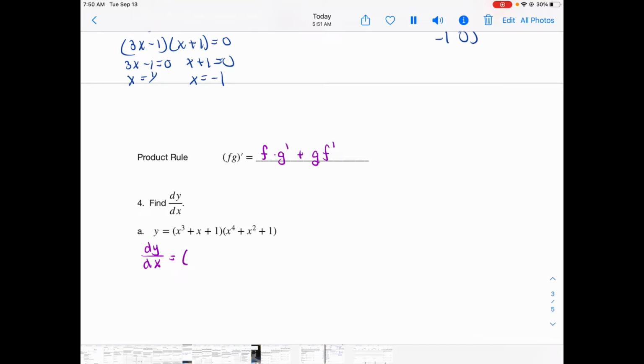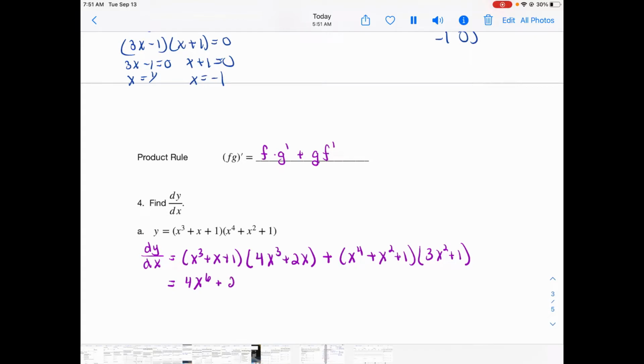x. So my first function, which is x cubed plus x plus 1, I'm going to multiply by the derivative of that second function. So I'm going to differentiate this to get 4x cubed plus 2x, plus the second function copied down, times the derivative of the first function. So I'm going to differentiate the first function this time. And now it's just algebra. It's messy algebra, but it's algebra. And I just need to multiply these together.